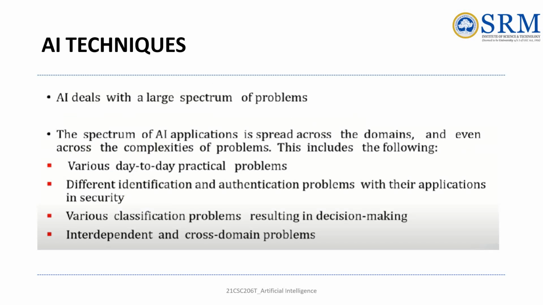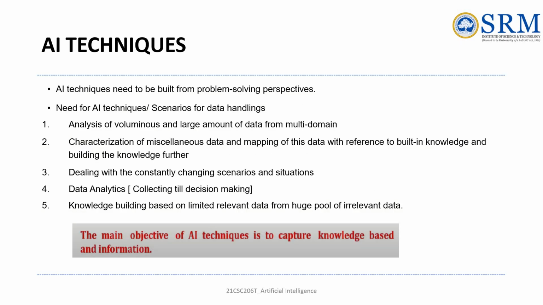So here AI deals with a large spectrum of problems. These are various day-to-day practical problems: identification and authentication problems with applications in security, various classification problems resulting in decision making, interdependent and cross-domain problems. So AI techniques need to be built from a problem-solving perspective. Why do we need these AI techniques? For handling large volumes of data, for mapping various types of data, adapting to constantly changing scenarios, for knowledge building from the relevant data and data analytics, that is from data collection to decision making.